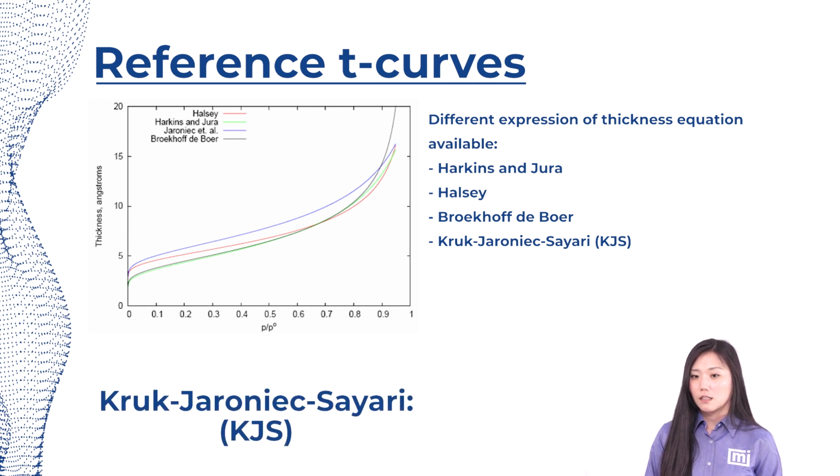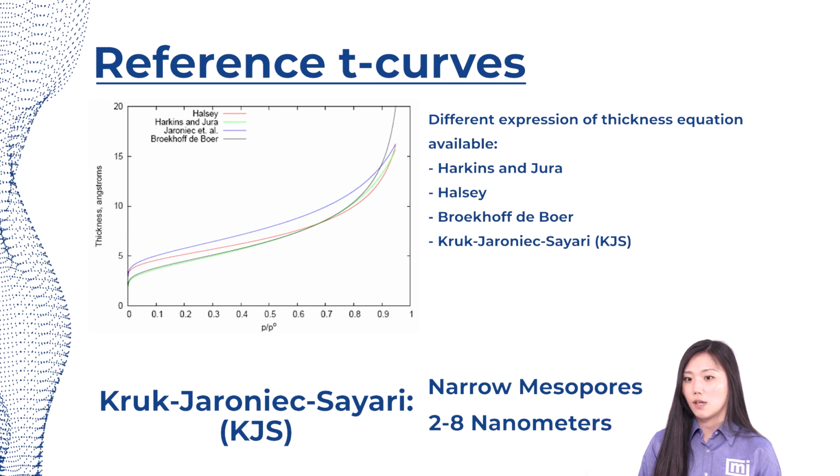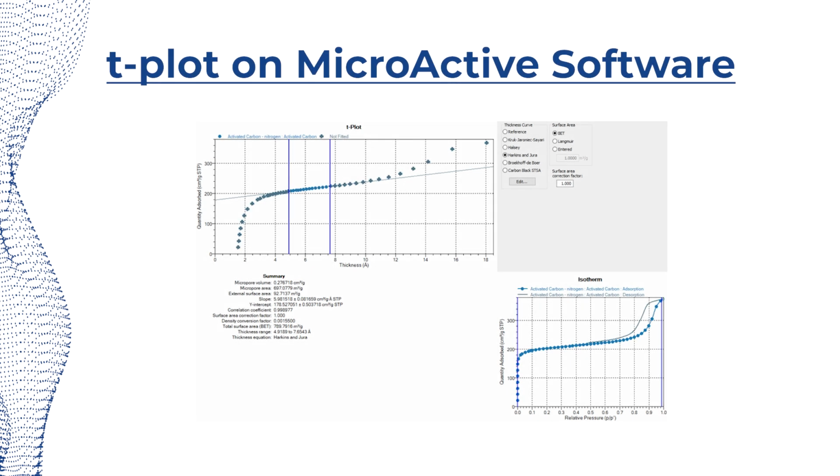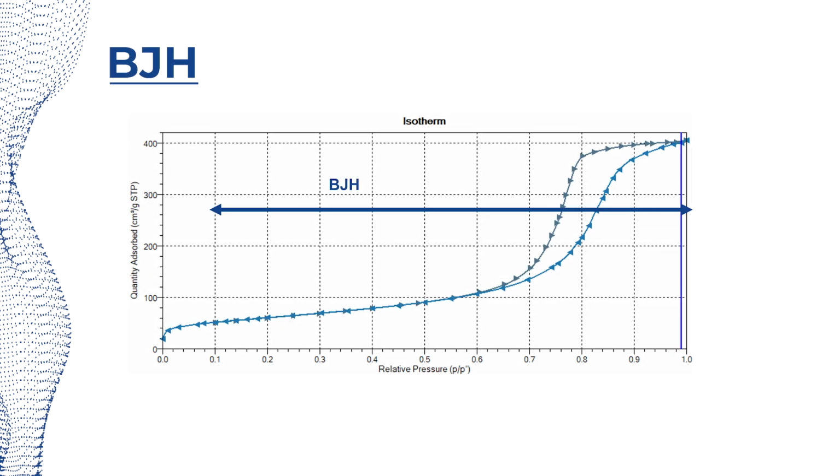And then lastly, the KJS curve was developed for the narrow mesopores, so it can be applied to 2 to 8 nanometers of thickness. So this is an example of the t-plot applied on an activated carbon sample. So the linear region after the micropore filling and before the capillary condensation is selected. And then we use the Harkins-Jura thickness curve, and we see that the micropore volume and external surface area are estimated. Next, we'll talk about the pore size distribution method called BJH.